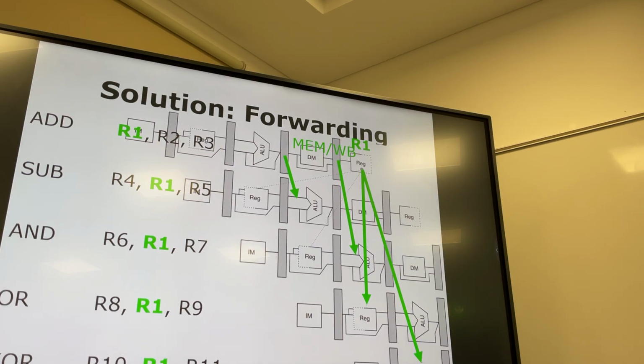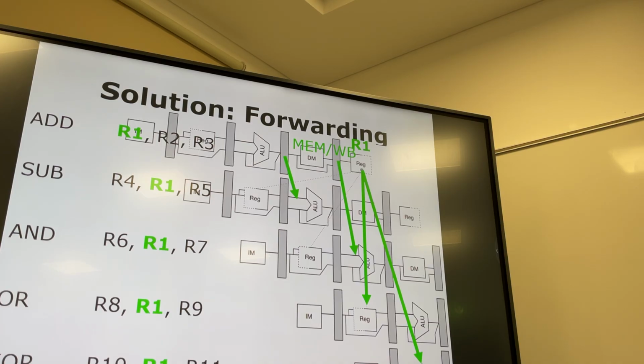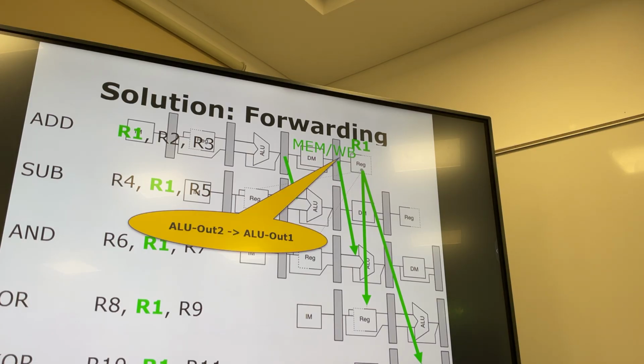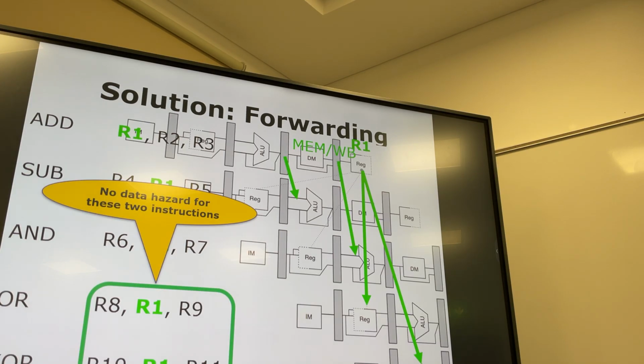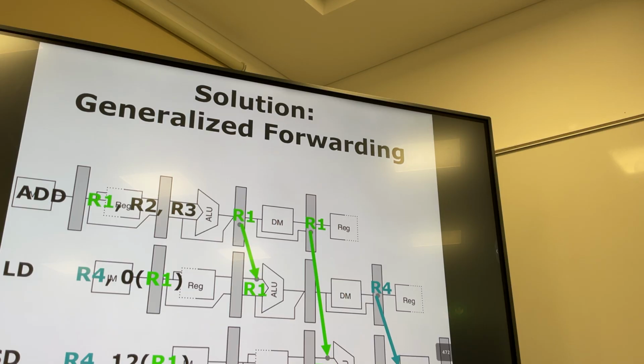But what if the following instruction is dependent on the preceding instruction and the preceding instruction is a load instruction? Even with forwarding, there is a problem. Clear? So now we go to the next slide. Clear or not clear? Any question?